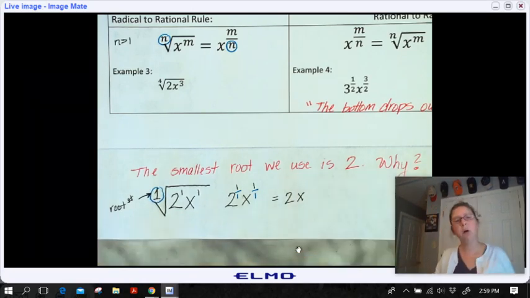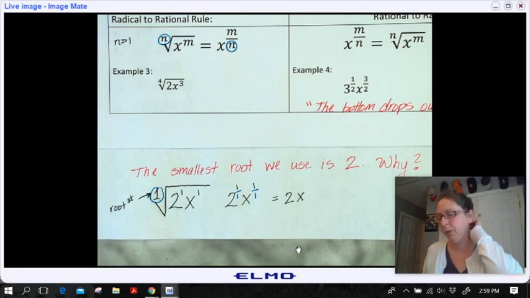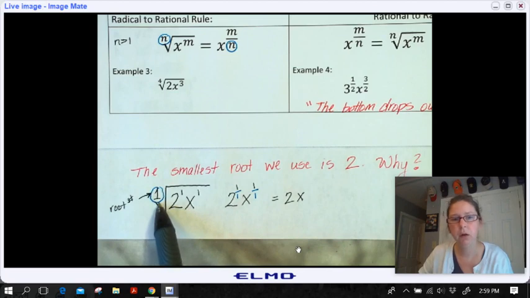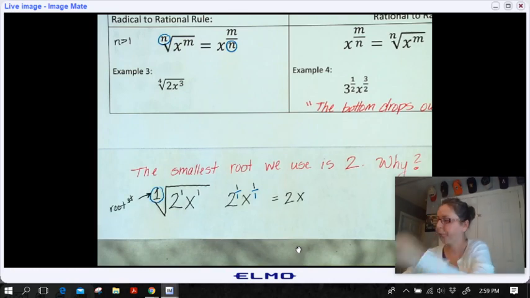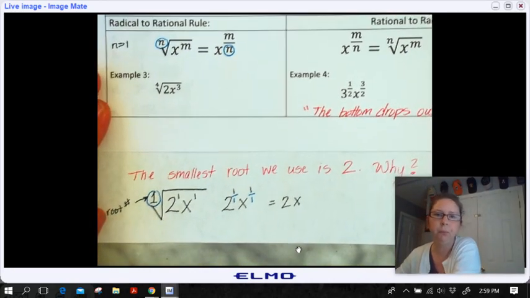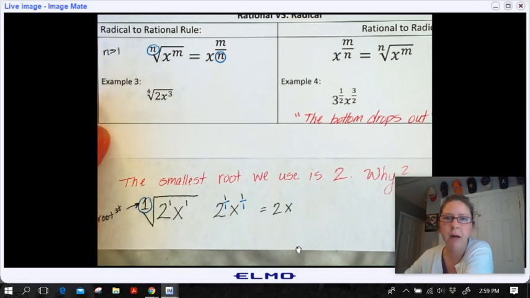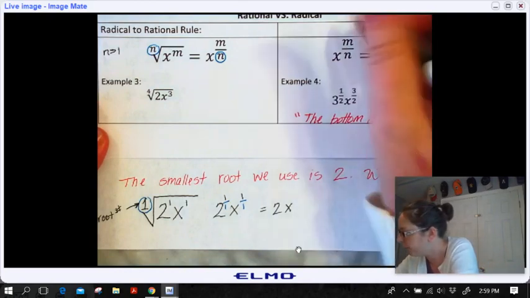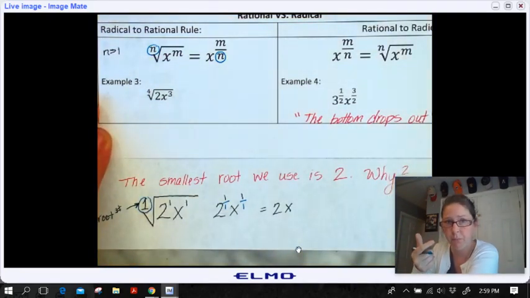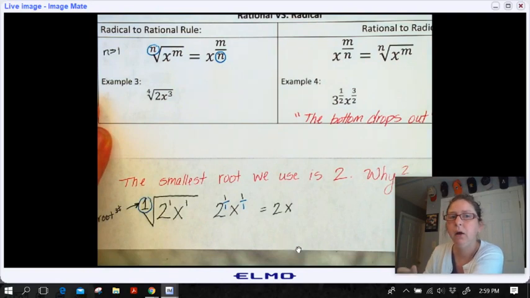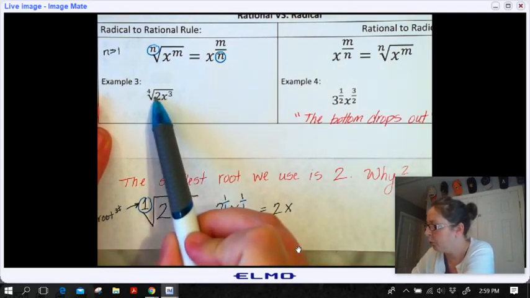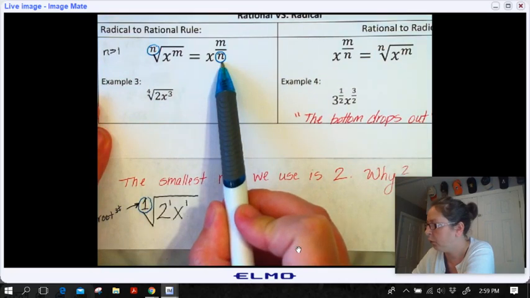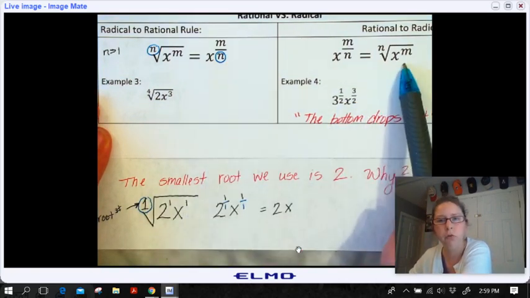So the smallest root that we use is 2. If you just see a symbol with no number here, you're expected to know that it is a 2. Now let's talk about this rule. This rule and this rule are exactly the same. I just flipped it around backwards so that you could see what it would be like going from a root to a fraction, or going from a fraction to a root.